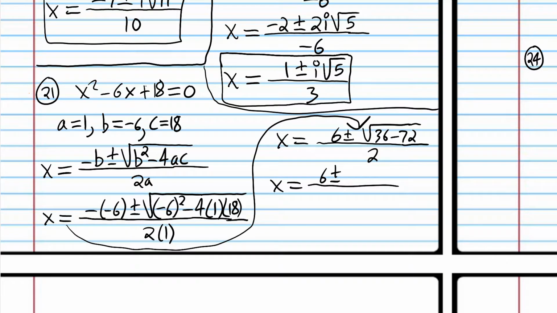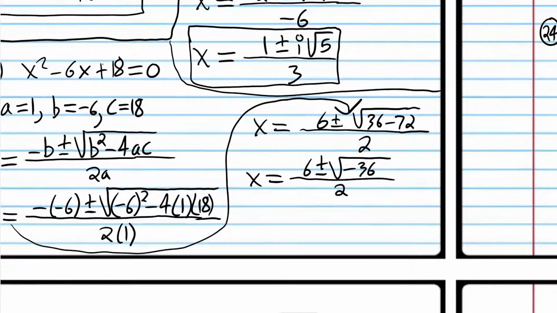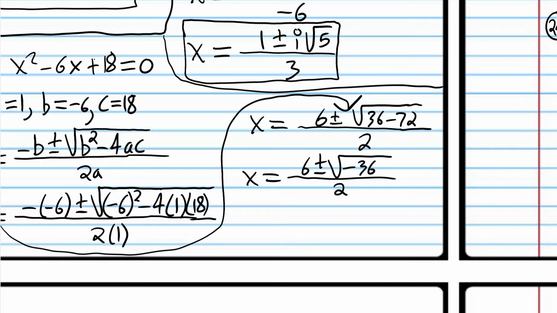And now 36 minus 72 is negative 36, and that's actually 36, a perfect square. The negative comes out as an i, as usual. So we have 6 plus or minus 6i over 2. And of course that just reduces to 3 plus or minus 3i.